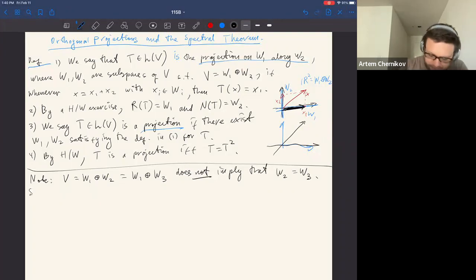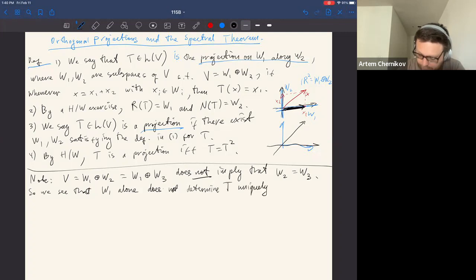So we see from this remark that W1 alone does not determine T uniquely, right? So it's not enough to specify a projection. It's not enough to say on which subspace it projects. We also have to specify along which subspace W2 it projects onto W1. Just saying projection onto W1 alone, there might be many different ones. It doesn't determine the projection T because of what we just remarked, right?